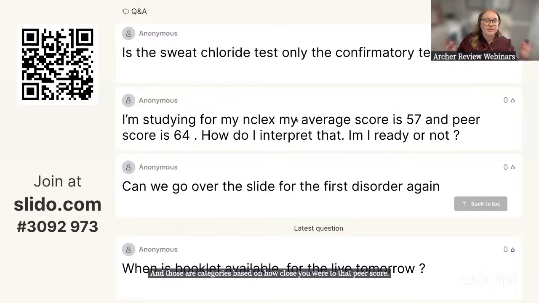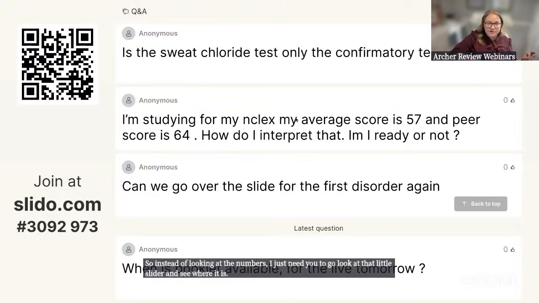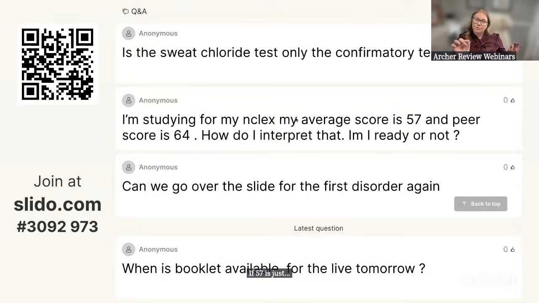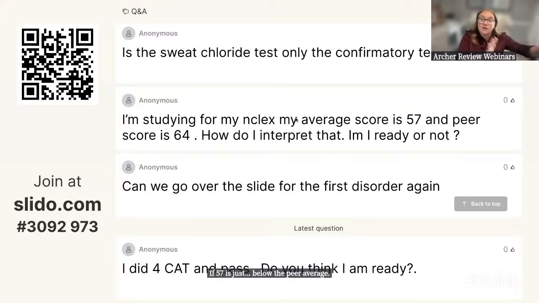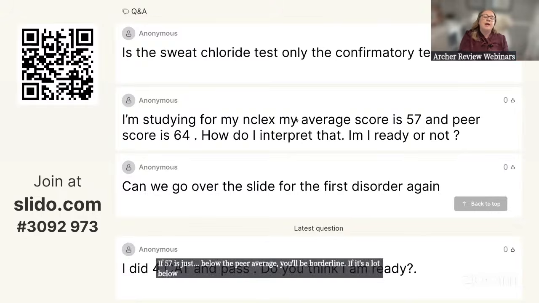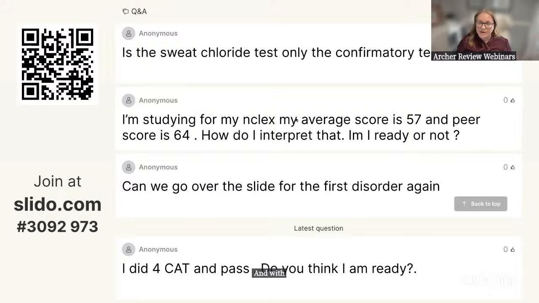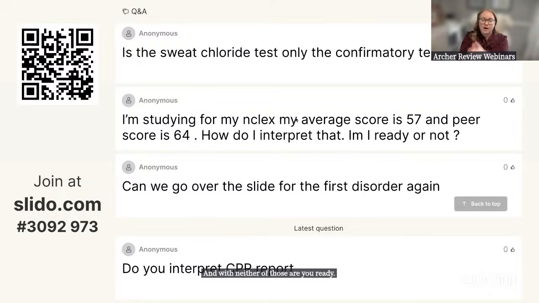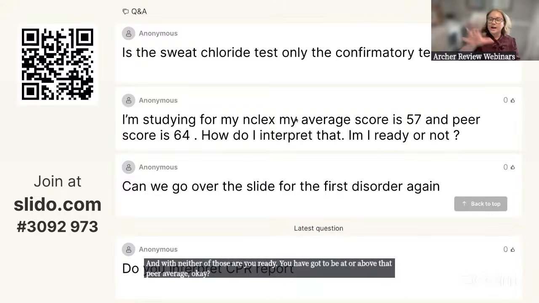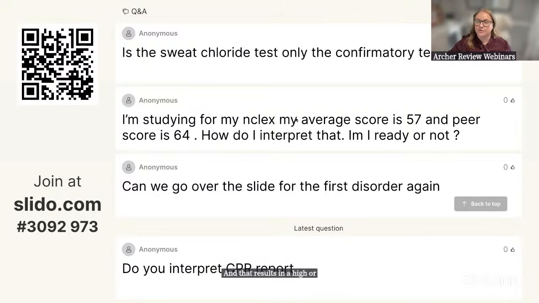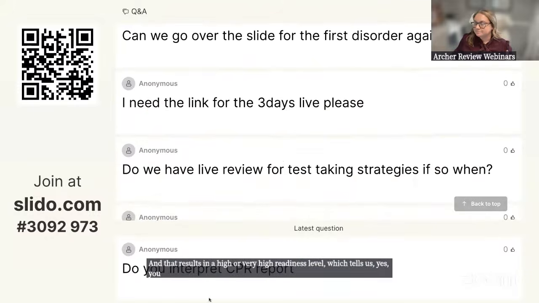So instead of looking at the numbers, I just need you to go look at that little slider and see where it is. If 57 is just a bit below the peer average, you'll be borderline. If it's a lot below, it might be low. And with neither of those, are you ready? You have got to be at or above that peer average, okay? And that results in a high or very high readiness level, which tells us, yes, you are ready to go.